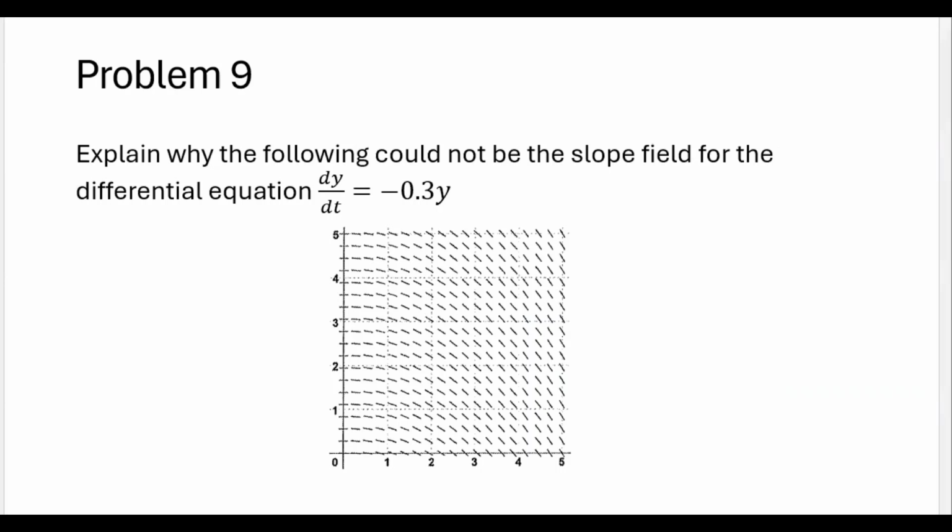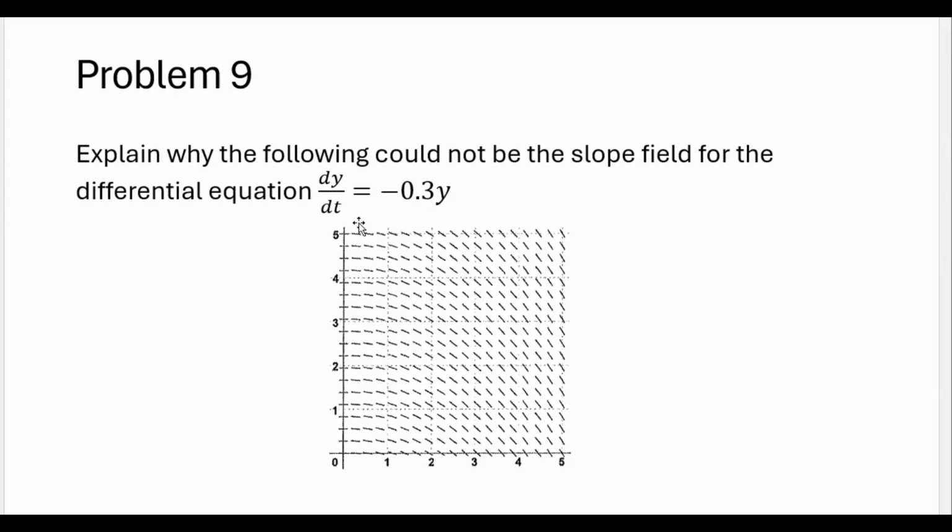All right. This is not a multiple choice, but I thought this was a good problem to think about. Explain why the following could not be the slope field for the differential equation dy/dt equals -0.3y. So why not? This is actually one of the tips I gave. Instead of x it's t, but that doesn't matter. So this is the t-axis, okay? The value of the slope does not depend on t.